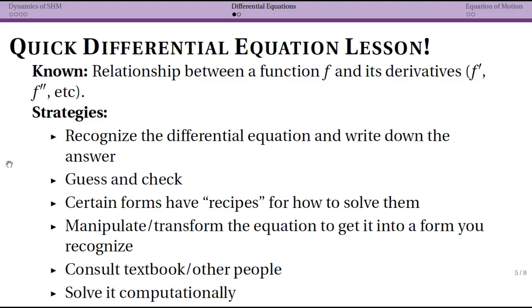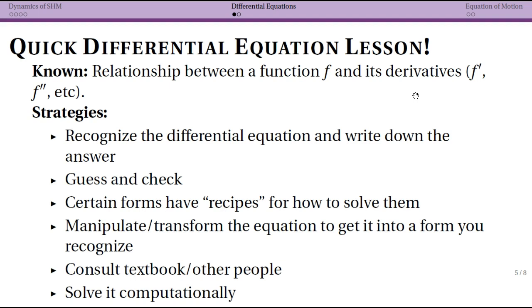Okay, this is a physicist explaining everything you need to know about differential equations in one slide. The idea of differential equations is that what is known is a relationship between a function, f, we're probably going to call this x, but this could be f of t or f of x, and its derivatives. So you don't know what the function is, but you know how the derivatives of the function relate to the function itself. So that's kind of the starting point for differential equations, at least from a physics point of view.